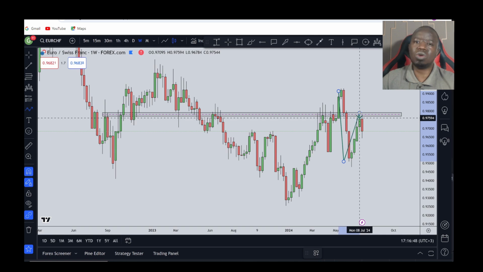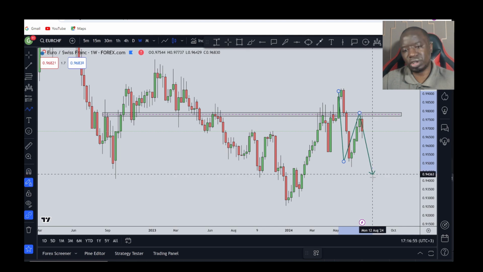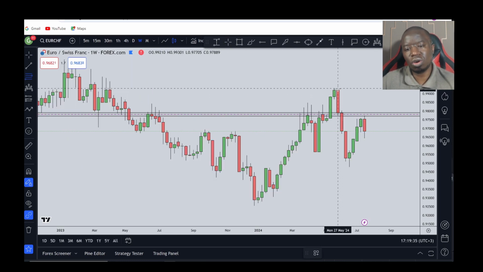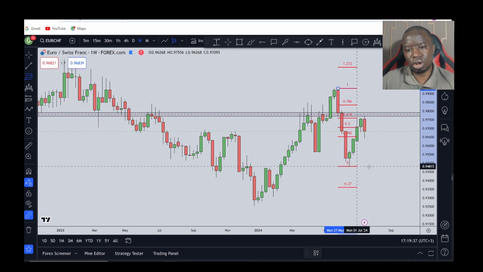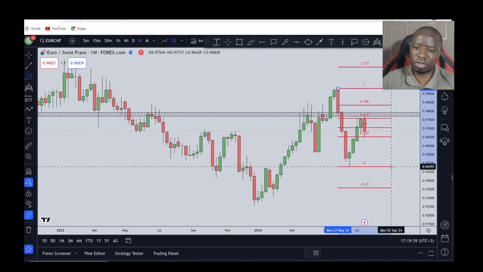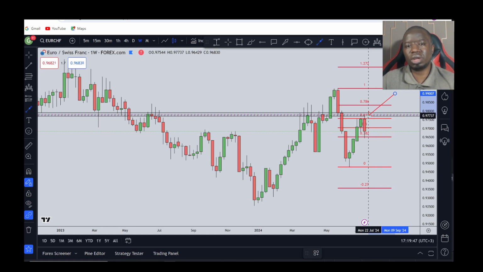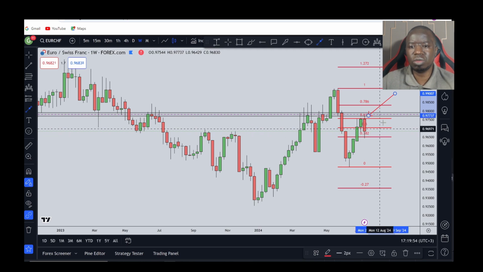Now when we see an impulse and correction, what do you expect to come next? We expect to see another impulsive move to the downside. Now when we bring our Fibonacci tool and we measure from the high of this leg to the low of this impulsive move to the downside, we see that price tested the 61.8 golden Fibonacci retracement level, and it was rejected from this very level to the downside.